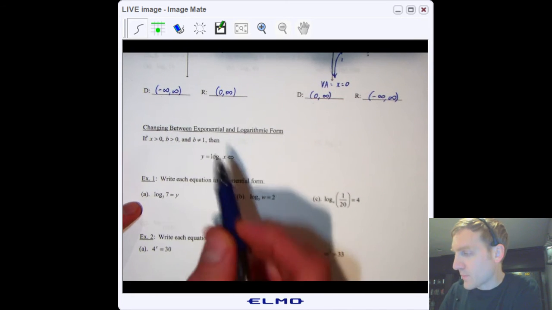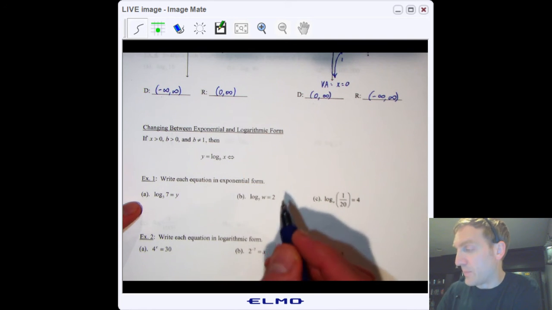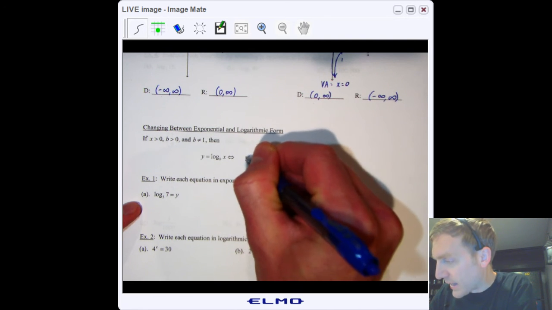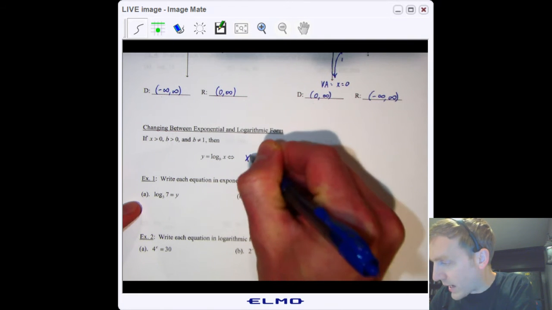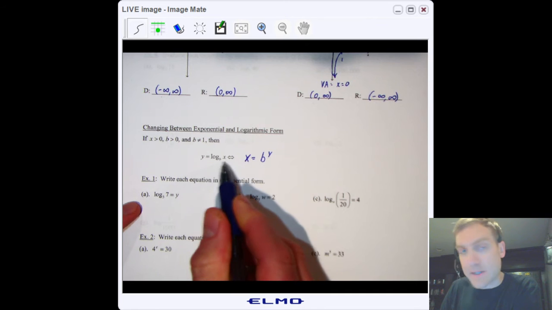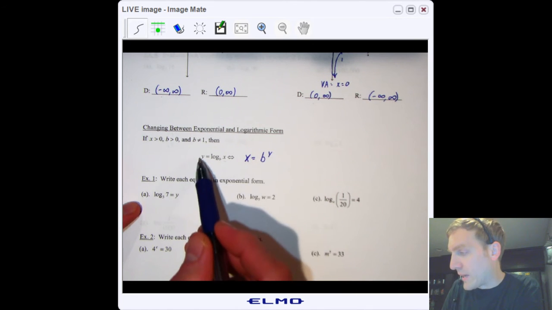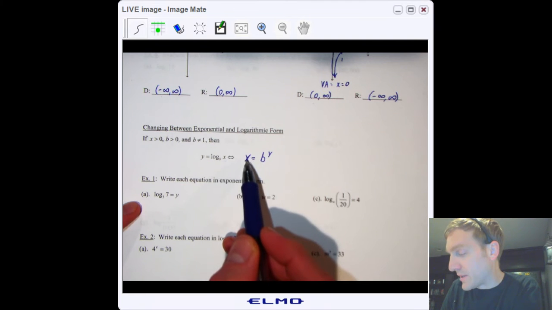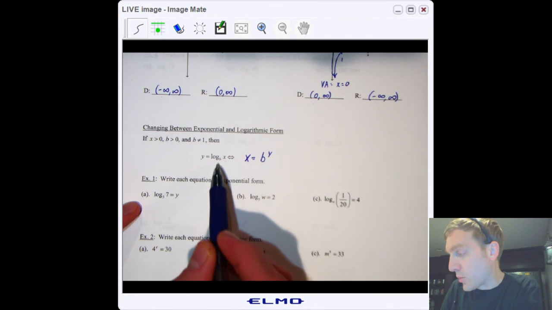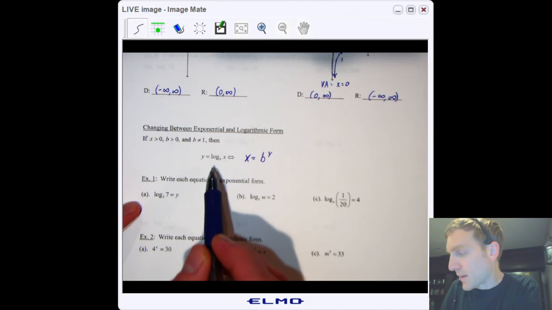So what does that mean? Here, y is the output and x is the input. In the exponential, then, x is the output and y is the input. So y equals log base b of x is equivalent to x equals b to the y. Or another way of saying it is that this base to this exponent equals that number.